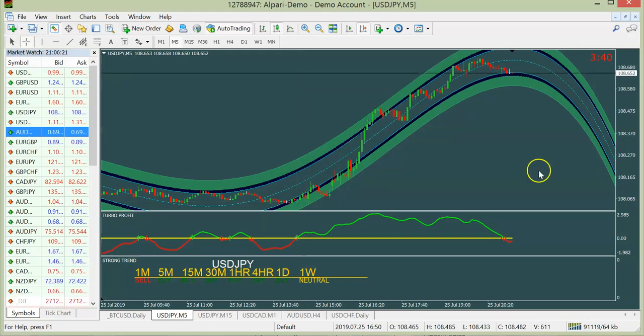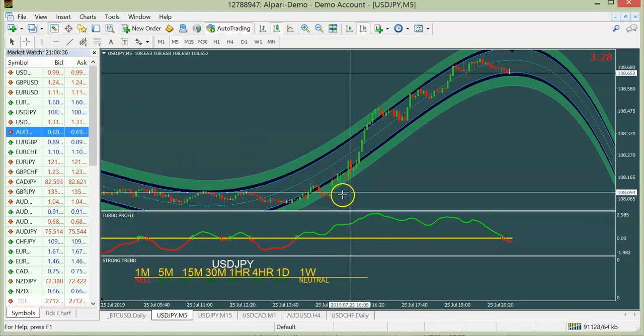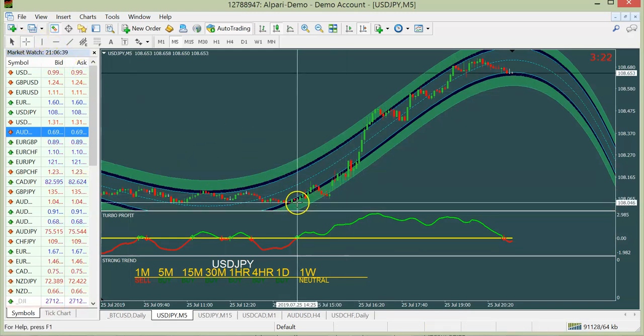So very good for scalping, but here you can use it for binary option trading. You see, for binary, if you enter here, you can take 30 minutes, 6 candles, and you are in the money. So 30 minutes is the minimum you can take. Even you can take 1 hour expiry, 12 candles, you are in the money.